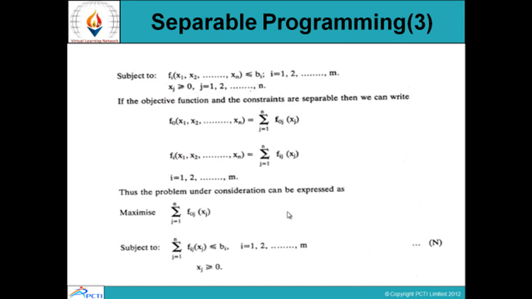If the objective function and constraints are separable, then we can write f0 of x1, x2 up to xn equal to summation of j equal to 1 to n f0j of xj, and fi of x1, x2, x3 up to xn equal to summation of j equal to 1 to n fij of xj, where i equal to 1, 2, 3, 4, 5 up to m. Thus, the problem under consideration can be expressed as maximize summation of j equal to 1 to n f0j of xj subject to summation of j equal to 1 to n fij of xj less than or equal to bi, where i equal to 1, 2, 3, 4 up to m, xj greater than or equal to 0.